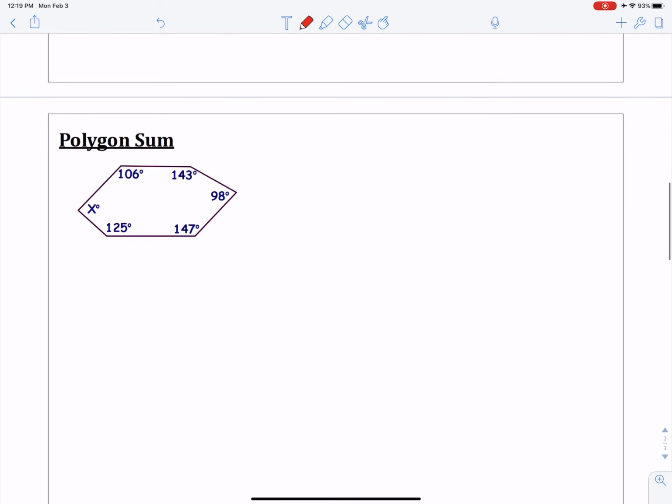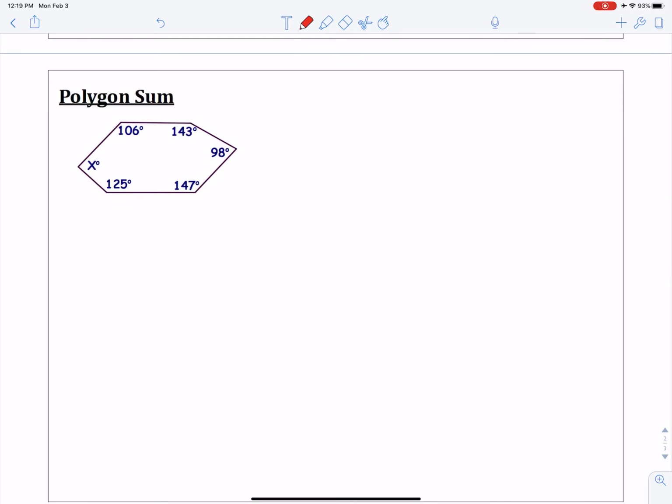So a little bit of review. Now we're going to work some different problems. The first one is talking about just polygon sum. So this is an irregular polygon, and we're going to sum all of the angles up, set it equal to its sum, and then solve for our missing angle. So we have 1, 2, 3, 4, 5, 6 sides.